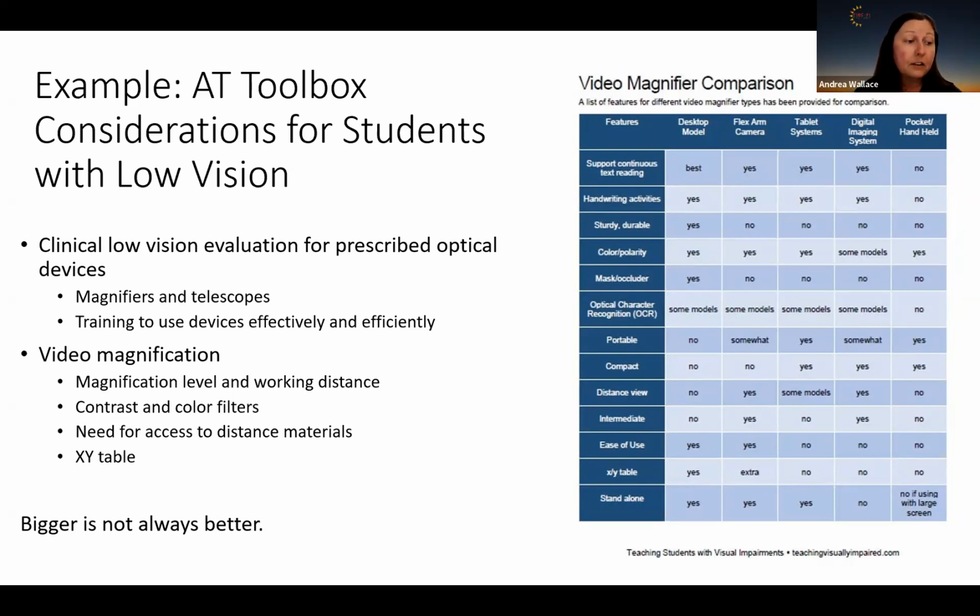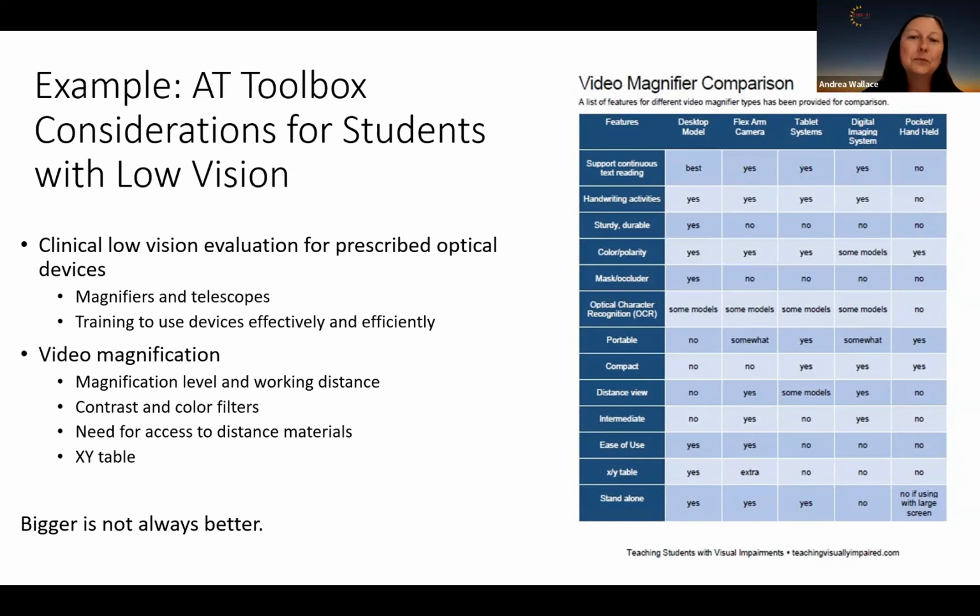Other thoughts for video magnification: does it have contrast and color filters that the student may benefit from using? Does the student need to access distance materials? Because sometimes video magnifiers, the desktop kind, don't do distance. Not all of them do. They're starting, I guess that's almost the standard now, but there are some that just do near. So what are their needs? Do they need that access to distance? Do they just need near? Do they need the combination?